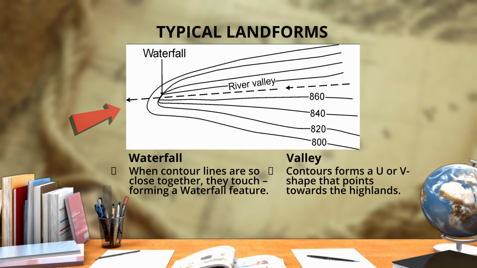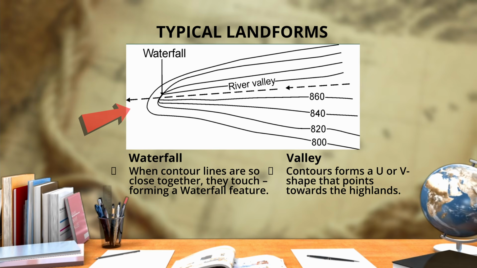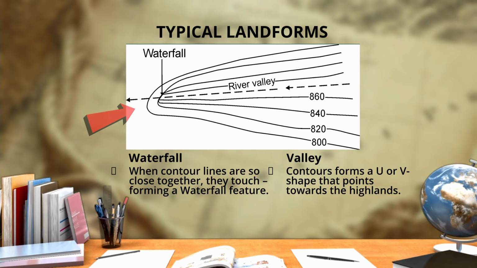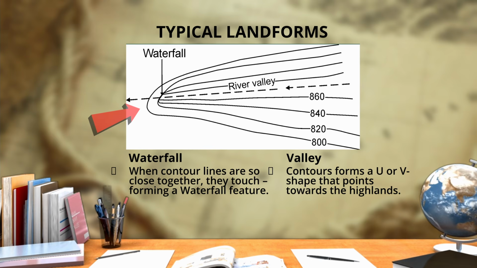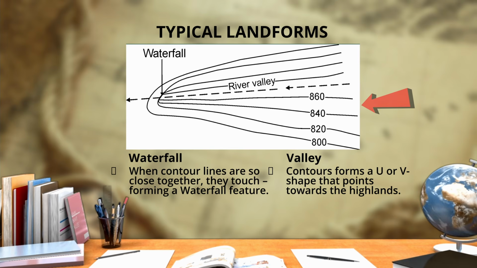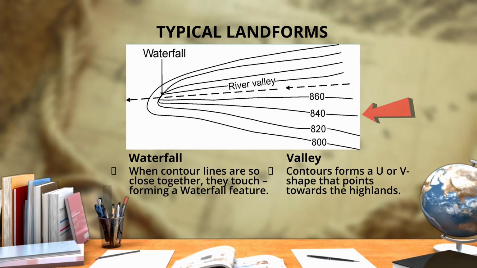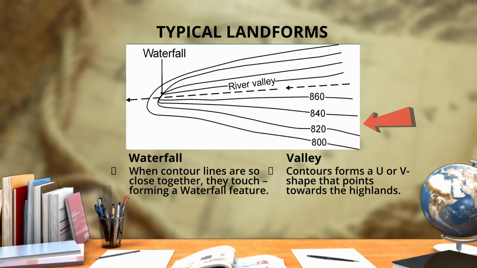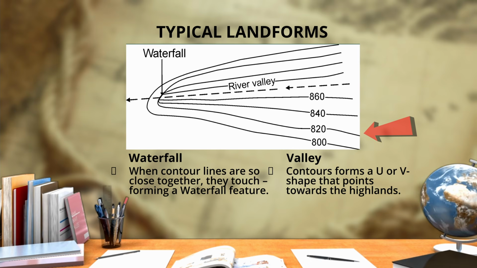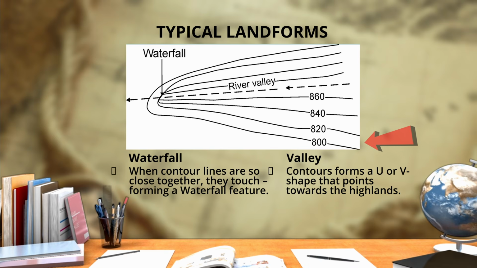A valley is formed when, first, we look at either a V shape or a U shape in a map. Now, what do we do? The smaller numbers must be inside the V, and the bigger numbers must be outside the V. That is our valley. The smaller numbers should be inside and the bigger numbers should be outside.